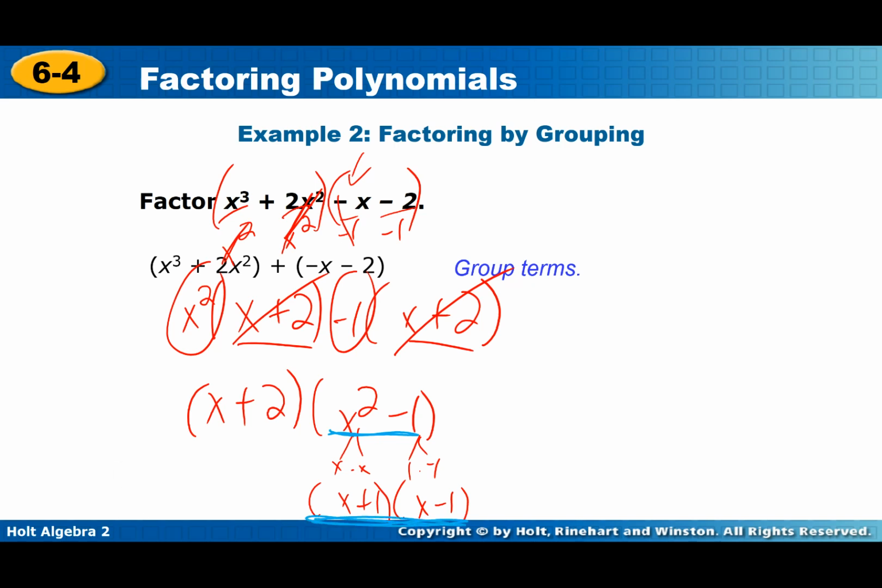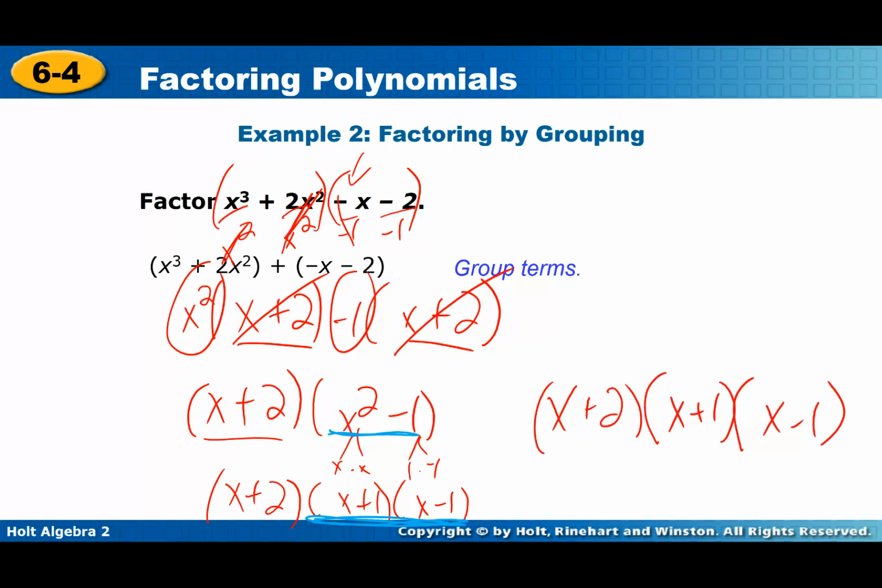Now notice the x plus 2, that's factored already. There's nothing to factor about it, but it's still here. It's still a part of my answer. So don't forget to bring it down. So my final answer is those 3 groups. It's x plus 2, x plus 1, and x minus 1. Now, it doesn't matter, by the way, the order of these 3. You could have those 3 polynomials in any order. It's still the same thing. As long as you have them 3, you're all good.